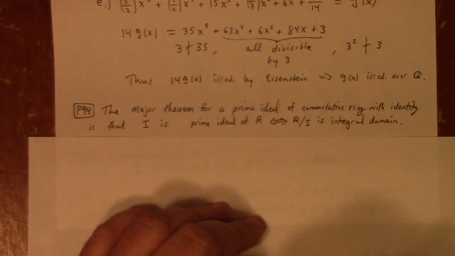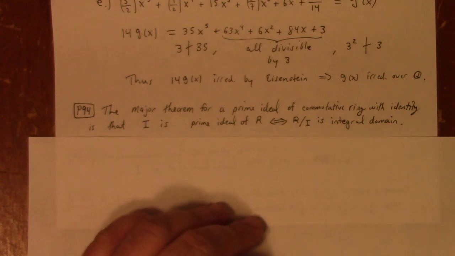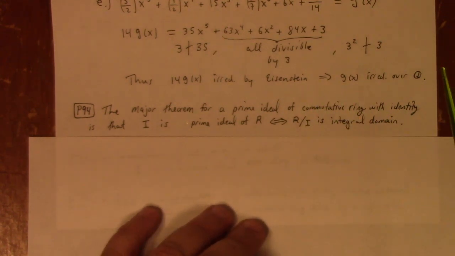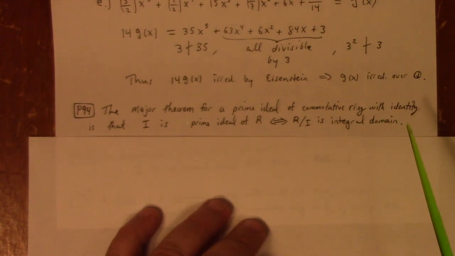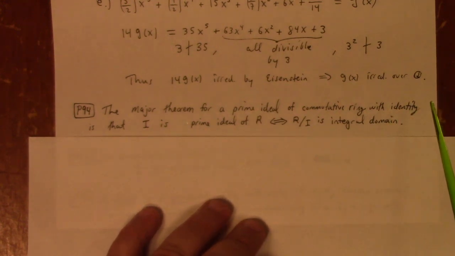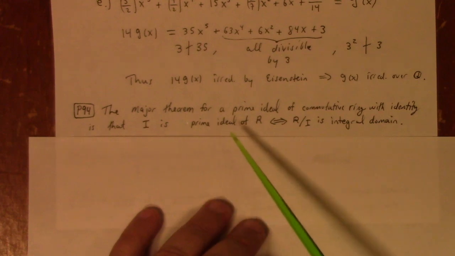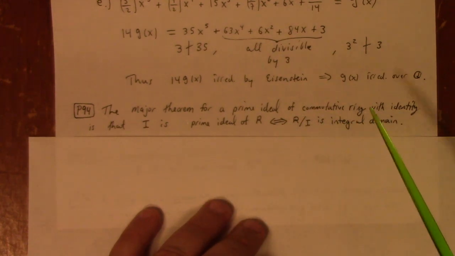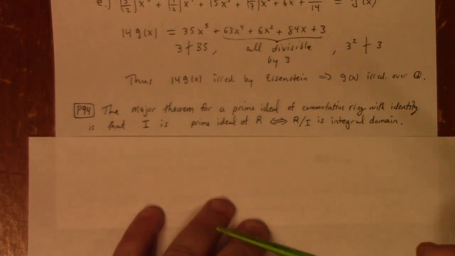Anyway, so I asked problem 94. What is the major theorem basically about prime ideals and commutative rings? What can you say about that? Well, here's the main thing I would say. I is a prime ideal of a commutative ring with identity R if and only if R mod I is an integral domain. That is the big thing we can say.